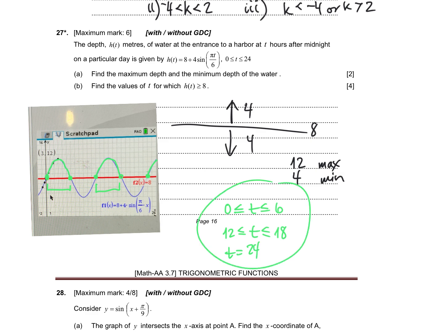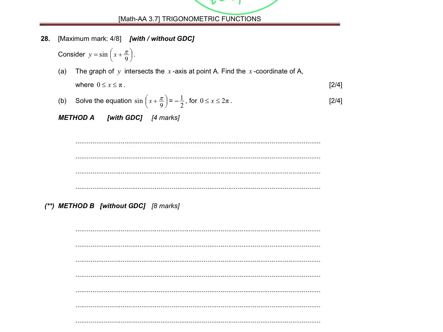But nothing after that because that's not part of our domain. All right, 28, we've got the sine function. The graph of y intercepts the x-axis at point A. Find the coordinate from 0 to pi.